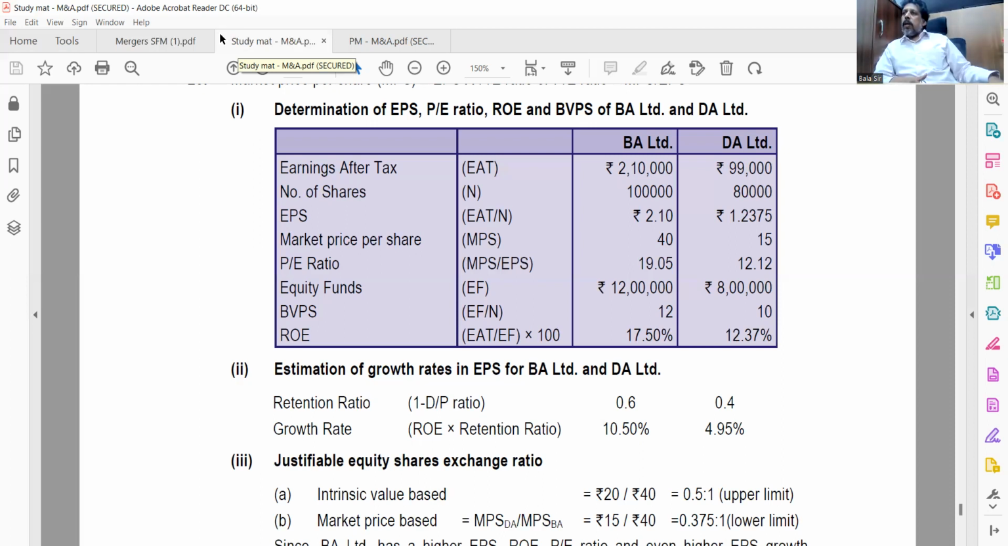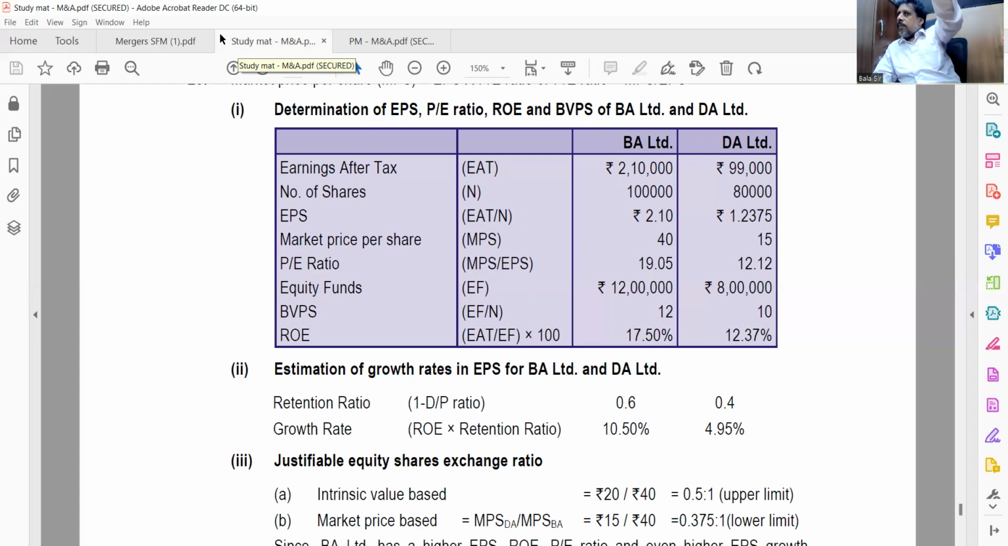There is another way to get 0.375 directly. Now tell me, my shares are trading for how much? 40. And your shares are trading at? 15. So divide 15 by 40. You'll get 0.375:1 directly. It's all the same. Now tell me, what is your company's worth including the synergy? Your company is worth rupees 20 per share.